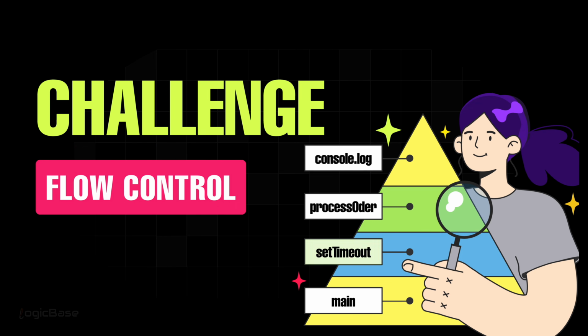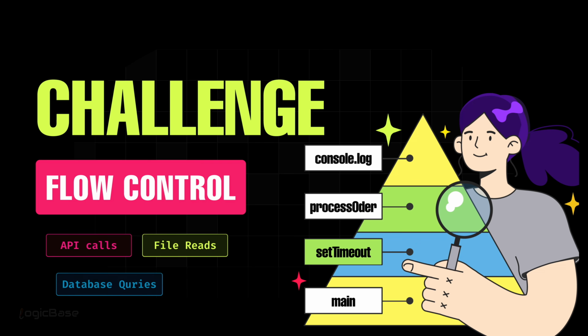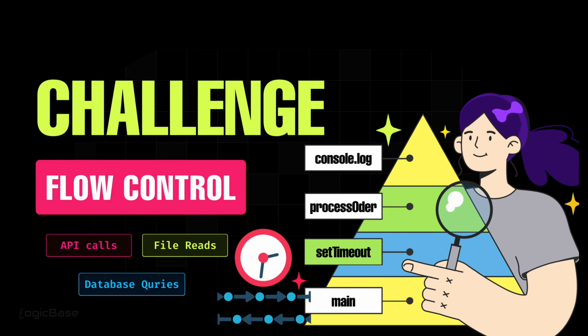With setTimeout, we can predict the 3-second delay, but in real life, we deal with API calls, file system reads, or database queries. We don't know exactly when those will finish. If we can't control the order of execution, it becomes a problem because the sequence of tasks is often critical.